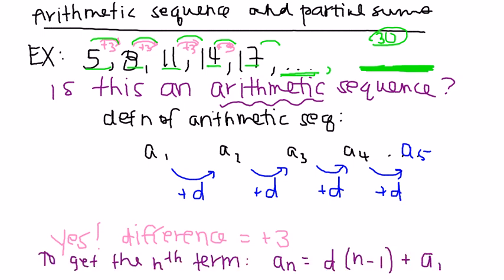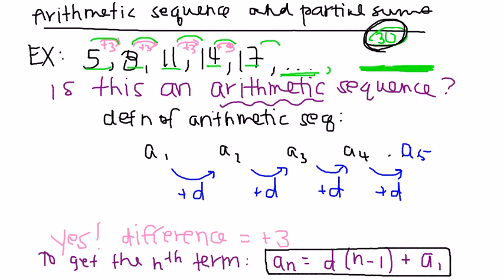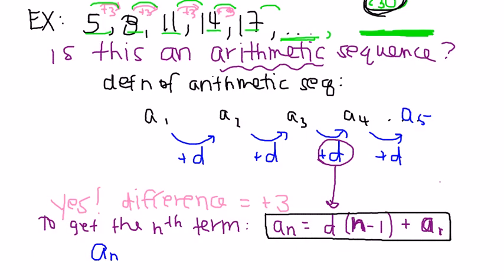So to get the nth term, we're going to use this little equation here. To get a sub n for any n, it could be 30, it could be 60, it could be anything, it will be d times n minus 1 plus a sub 1. Where d is the difference, like from here. That's what that d means. And then the n represents the term number we're using, and a sub 1 is our first term. So for the example above, a sub n will equal 3 times n minus 1 plus a sub 1, which is 5.